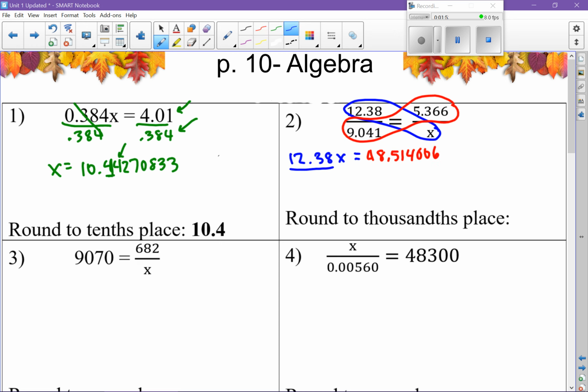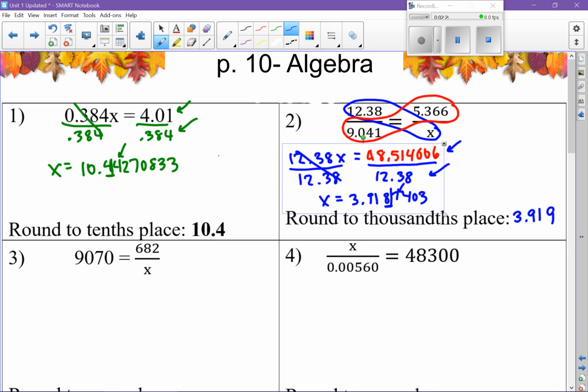All you have to do is divide by the thing that's touching the x. So divide by the 12.38. X equals. So this numerator divided by that denominator, and your calculator is going to say 3.9187403. The thousandths place is 3 after the decimal, so right here. The 7 afterwards, though, means we have to round up. So I'm going to keep the 3.91, and that 8 is going to become a 9.